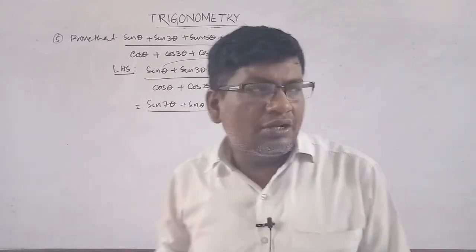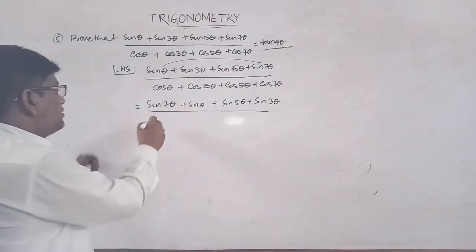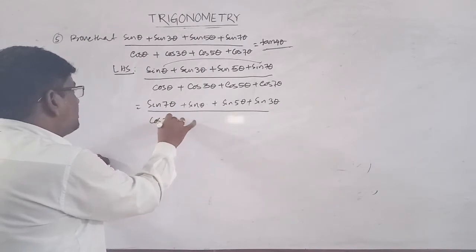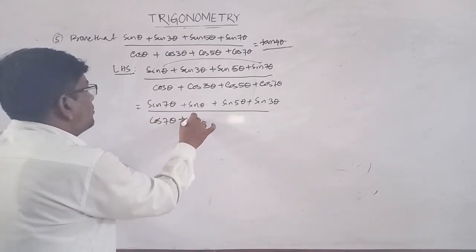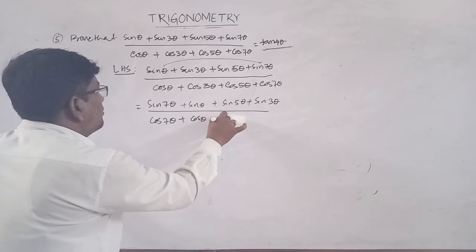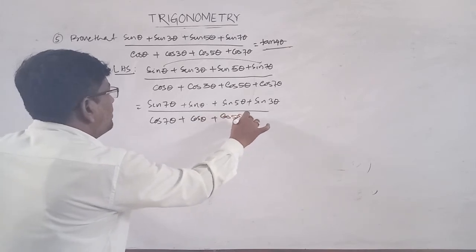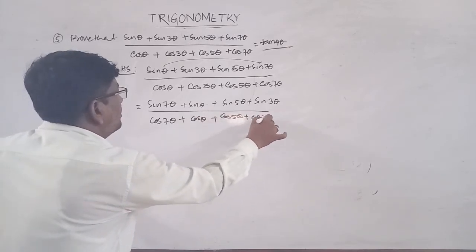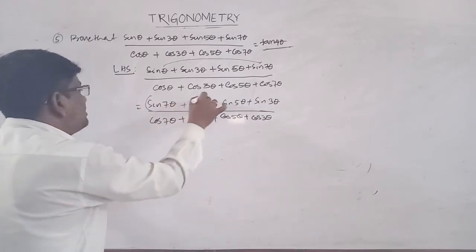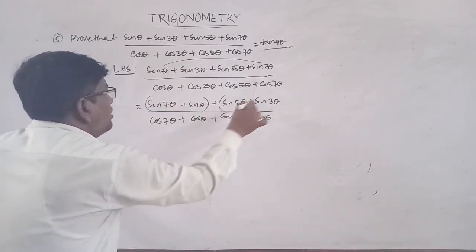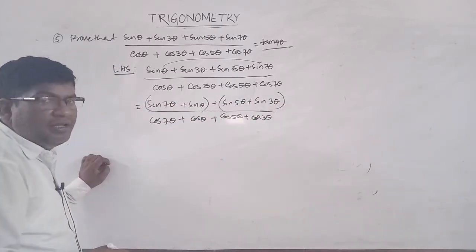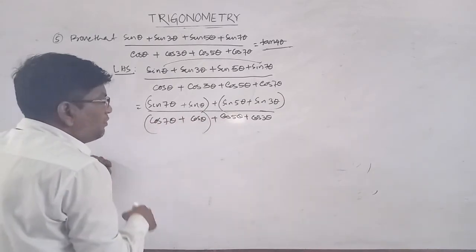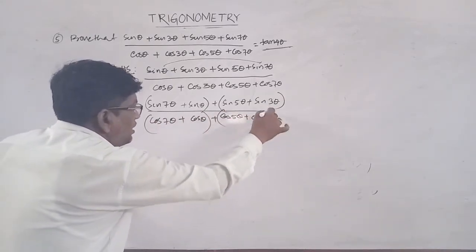for the denominator also. So cos 7 theta plus cos theta. Cos 5 theta plus cos 3 theta. So apply the sin C plus sin D formula. Here also sin C plus sin D formula, and so on for each pair.